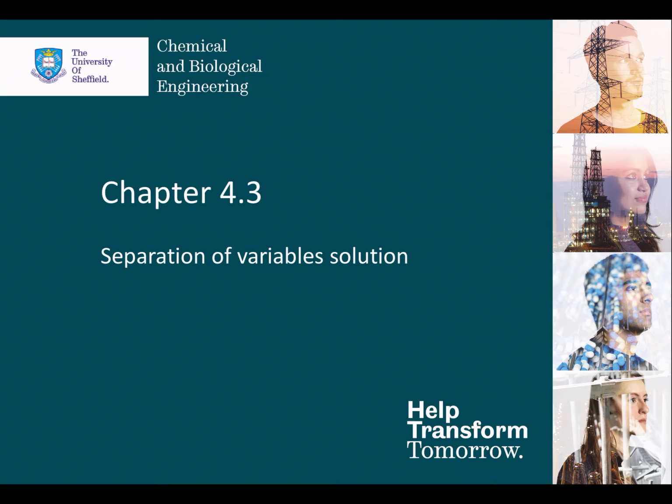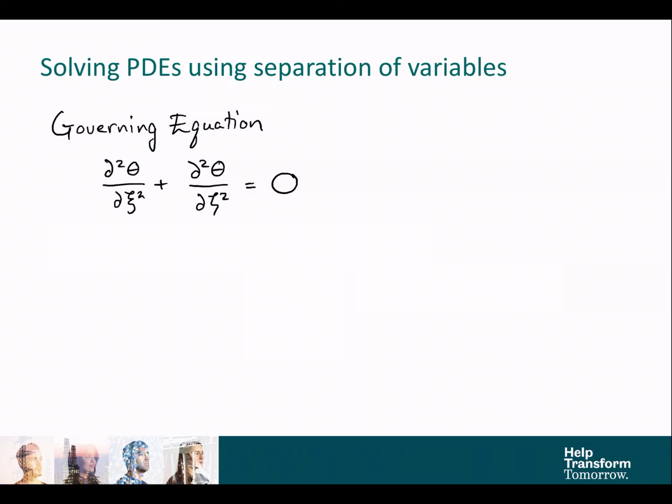Chapter 4.3, we're going to define the separation of variables technique in order to start solving our governing differential equation. When we non-dimensionalized our governing equation, we were left with a partial differential equation that has two terms, one with respect to xi and one with respect to zeta. In order to solve this equation, we need to simplify it.